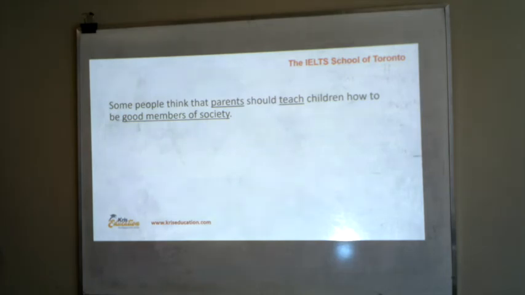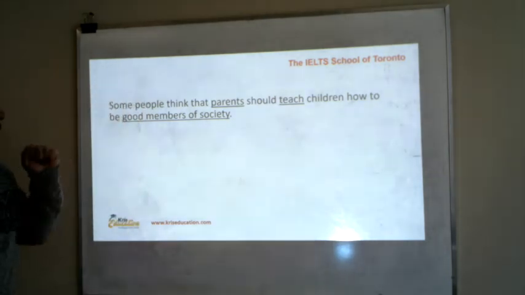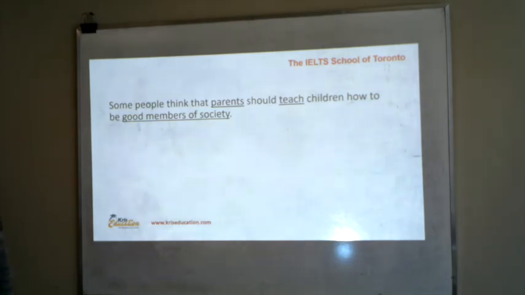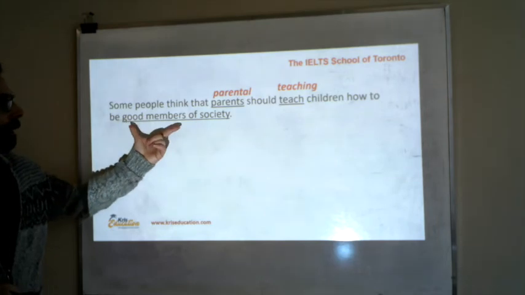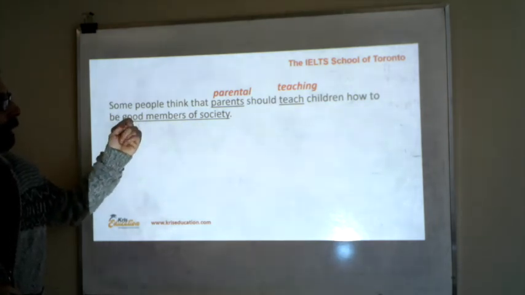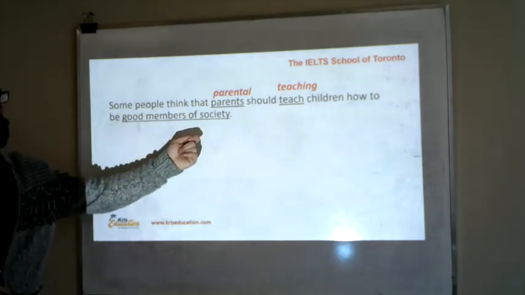So this is the first sentence of the IELTS. The keywords are parents, teach, and good members of society. Parents is a noun. The adjective for parents is parental. Teach is a verb. It can be teaching or it can be taught. And good members of society, as you see, this keyword has got 3 words, good members of society.